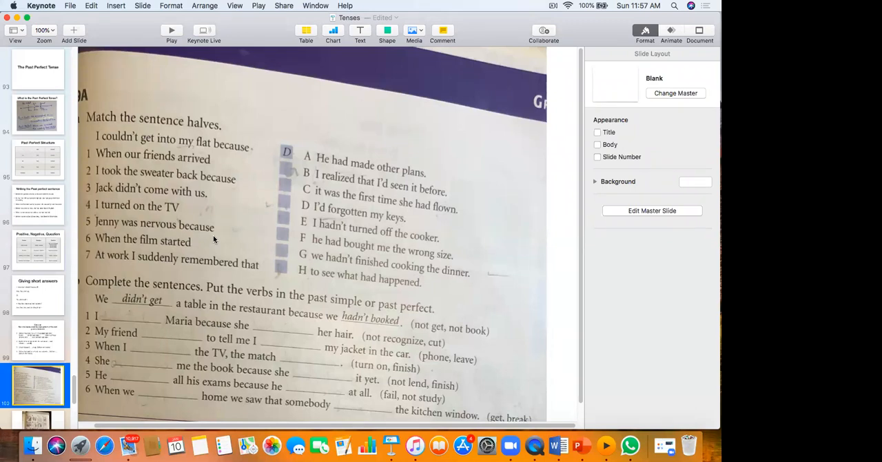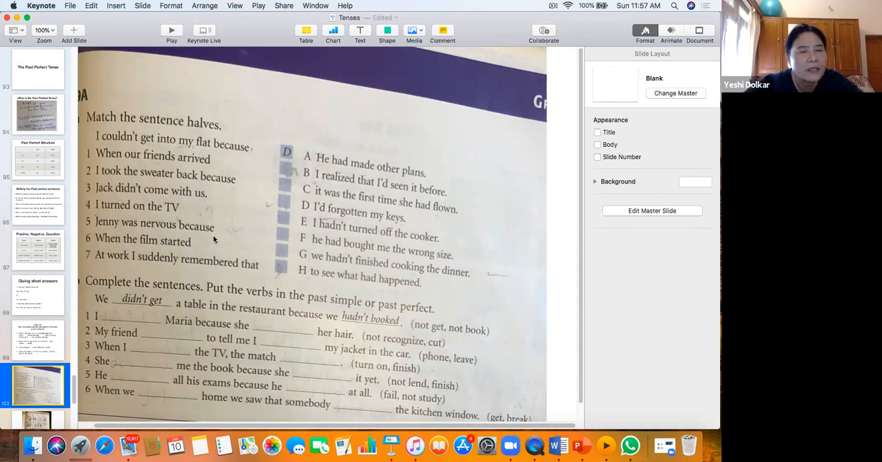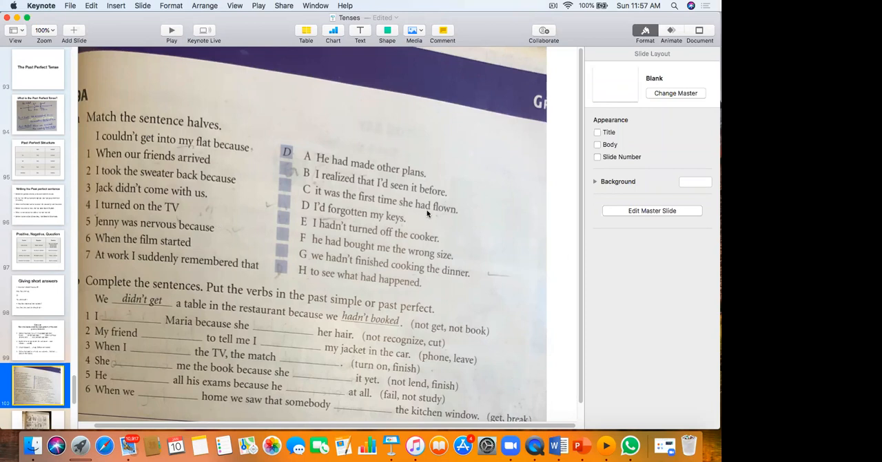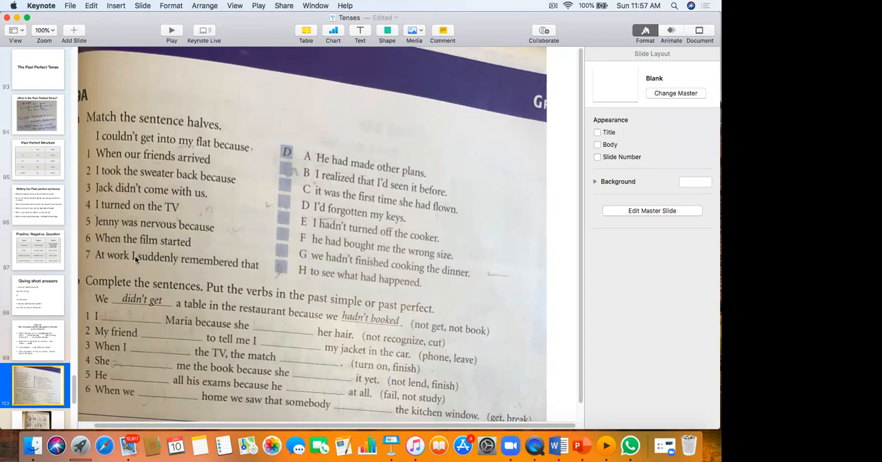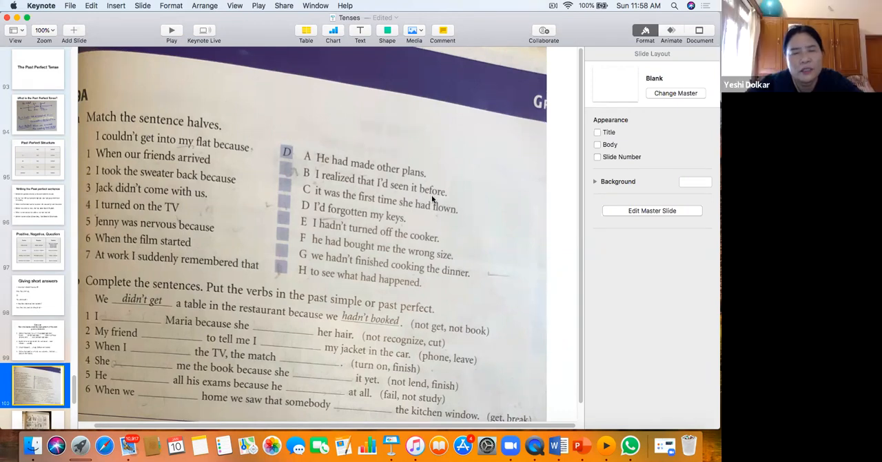Jenny was nervous because it was the first time she had flown. Flown means in the plane, all right? So Jenny was nervous because it was the first time she had flown. Then, when the film started, I realized that I had seen it before.